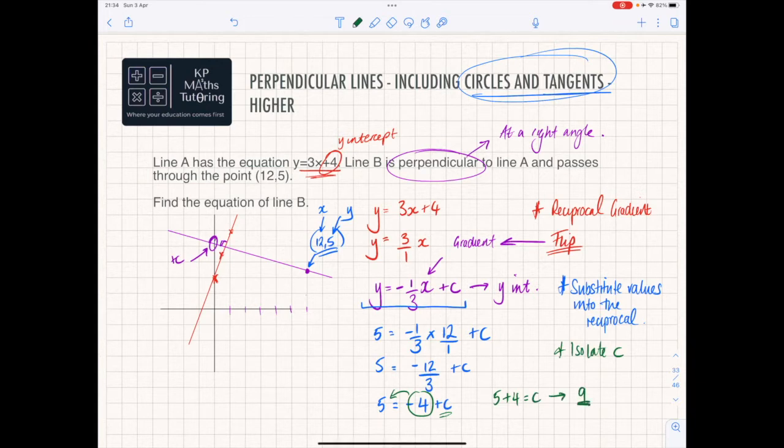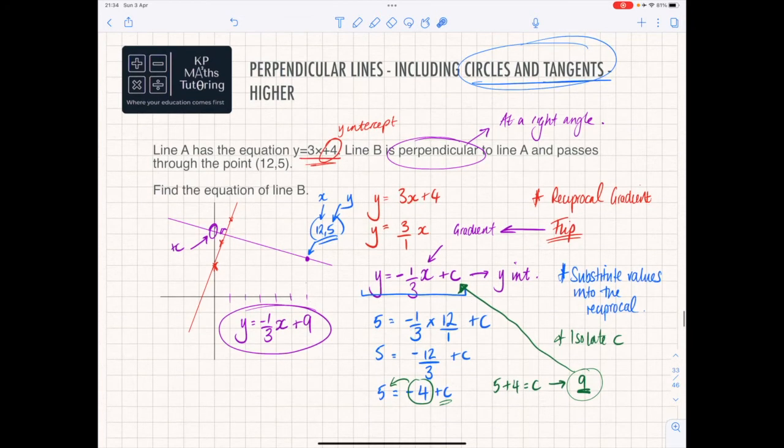And then what I do is I take that c and I go back up here and I replace that for c. So I say the equation of the purple line is y equals minus a third of x plus 9. And that, if you look at this graph, does make sense. This value here was 4, this is 6, this is 8. It looks roughly about right that it should be at the positive value of 9 to fit in line with that one.